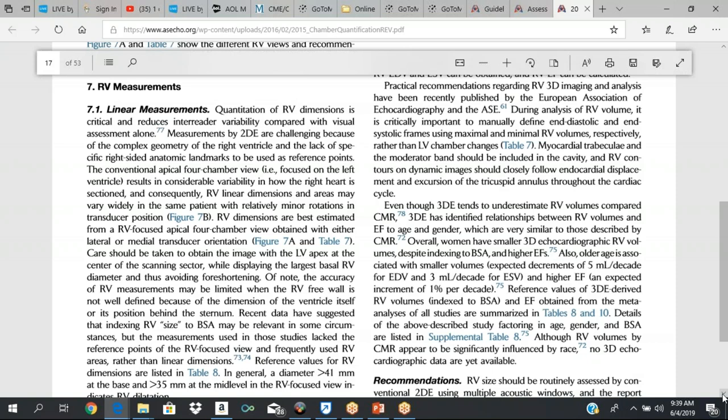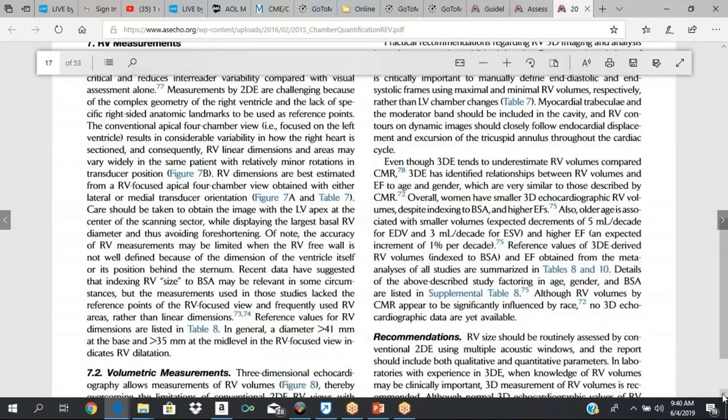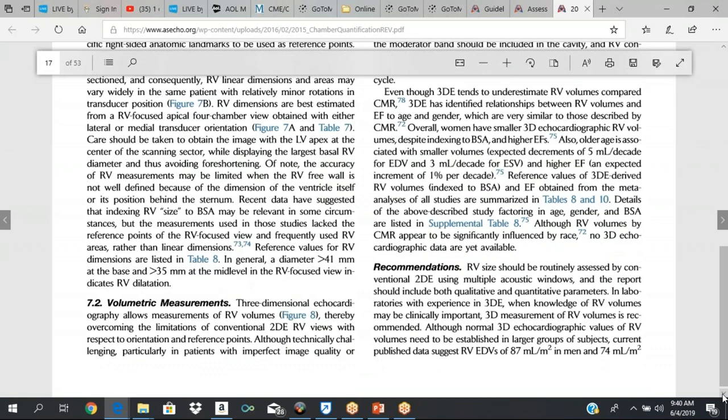Recent data have suggested that indexing the RV size to body surface area may be relevant in some circumstances, but the measurements used in those studies lack the reference point of RV focus view and frequently use RV areas rather than linear dimensions. So reference values for RV dimensions are listed. In general, a diameter greater than 41 millimeter at the base and 35 at the mid-level in the RV focus view generally indicate dilatation. So this is what they're saying.